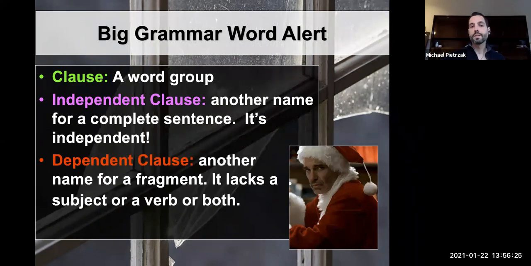But a dependent clause is just another way of saying a sentence fragment. Why is it dependent? Because it's depending on something else, and that something else is missing, right? It's either lacking a subject or a verb, or both in some weird instances. So we're shooting for independent clauses here. We want our writing to be full of them. We don't really want to have any dependent clauses sitting by themselves. Now, we do come up with dependent clauses, and we can fix them by just joining them to an independent clause.